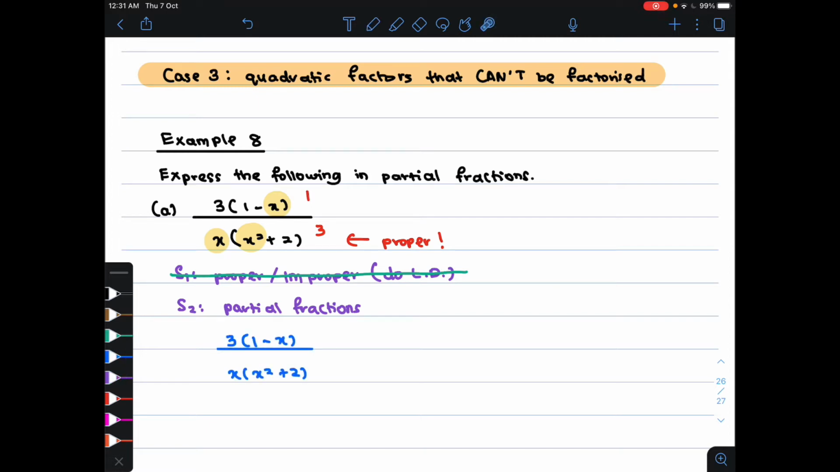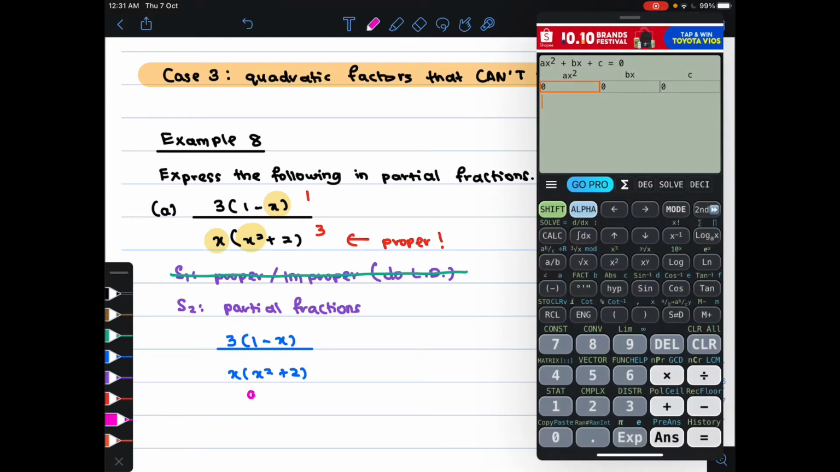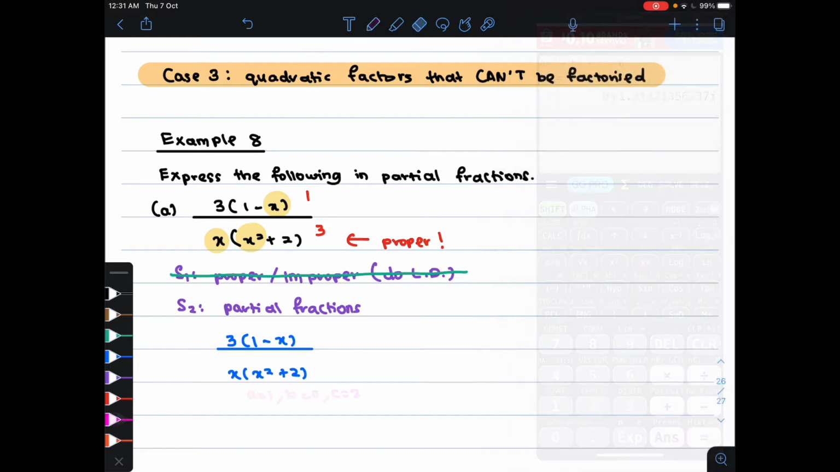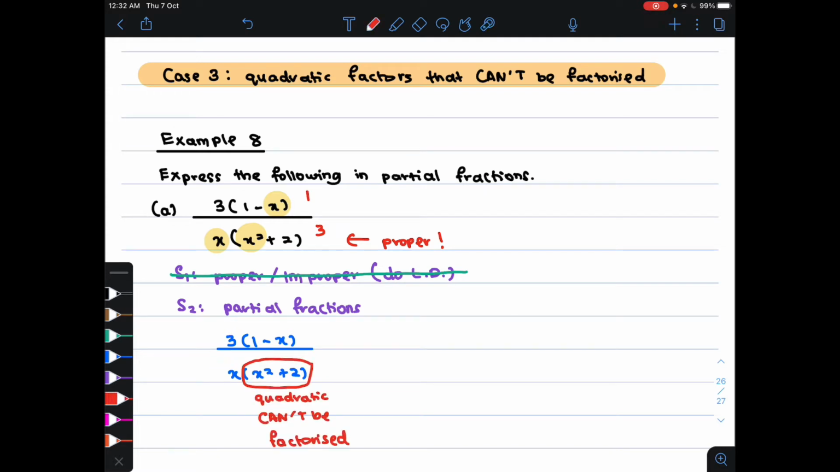In step 2, don't forget to make sure that your denominator is completely factorized. Here we have x squared plus 2, so let's use our calculator. We can see that both values of x using the calculator are complex numbers. Therefore, this means that we cannot factorize x squared plus 2. What about x? It is a non-repeated linear.